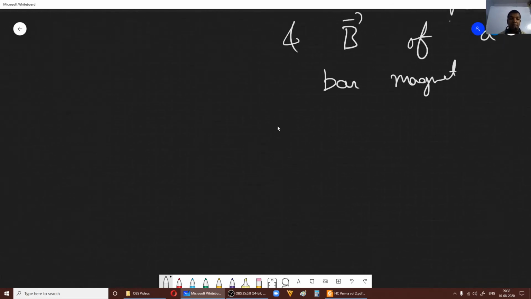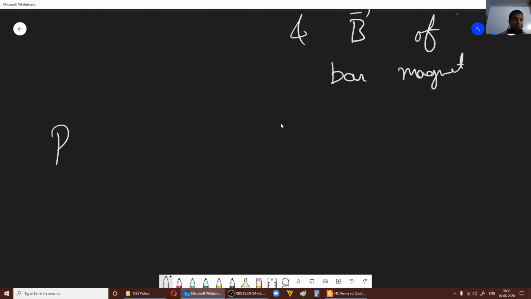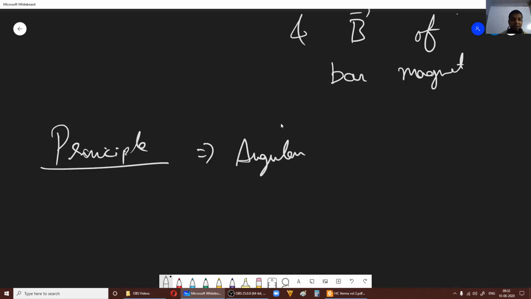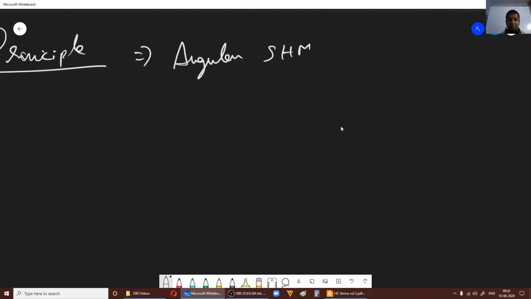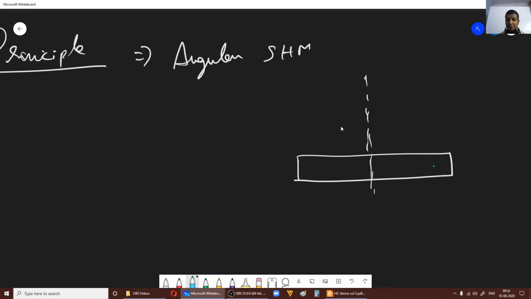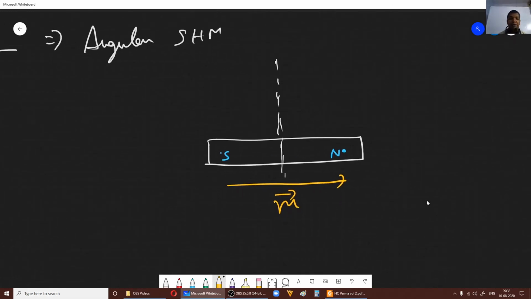Now what is the working principle? Let us try to understand that. This is really simple. It is actually based on angular simple harmonic motion. We will take a bar magnet and tie a thread exactly at the center. Say this is the north pole and the south pole. Then the magnetic moment M of this particular bar magnet will be this way.